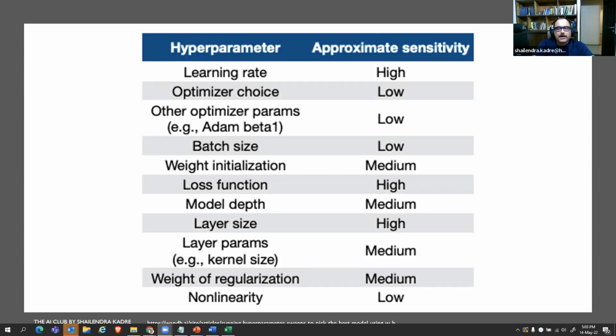Optimizer type: whether you choose Adam, Adagrad, or RMSprop, whatever you choose. They change your model, but sensitivity is low.